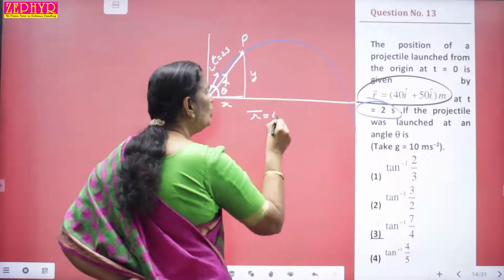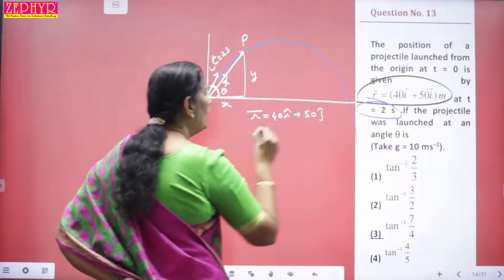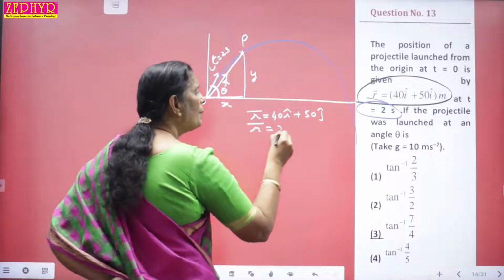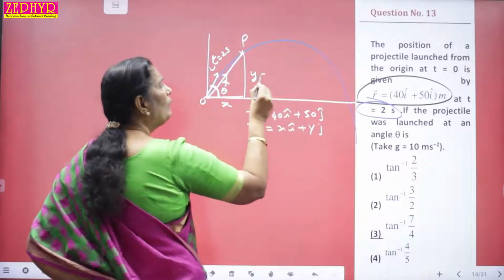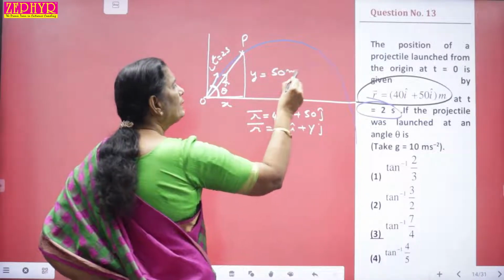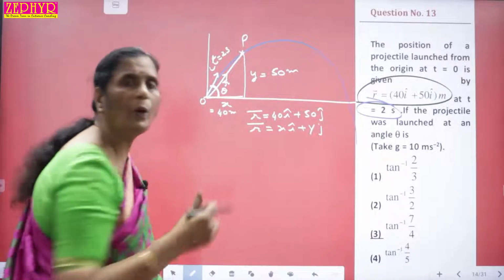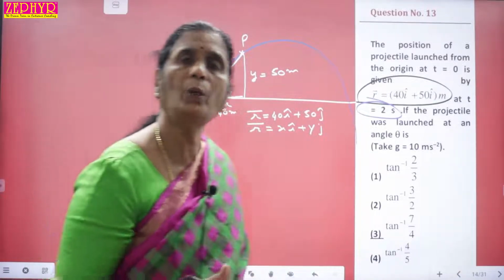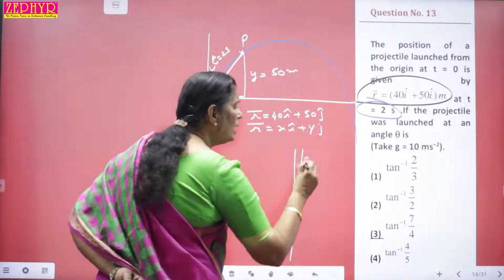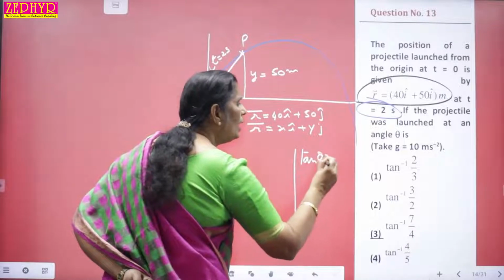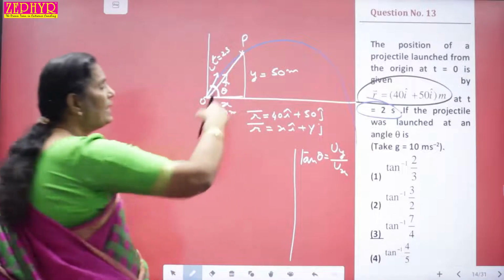R bar is equal to 40 i cap plus 50 j cap. In which form is it? R bar is equal to x i bar plus y j bar. So we can take y as 50 meters and x as 40 meters. Now what do we need? We need ux, because tan theta is what is needed. How do you find out tan theta? We can find out tan theta only by knowing uy and ux. Don't say that tan theta is equal to y by x.